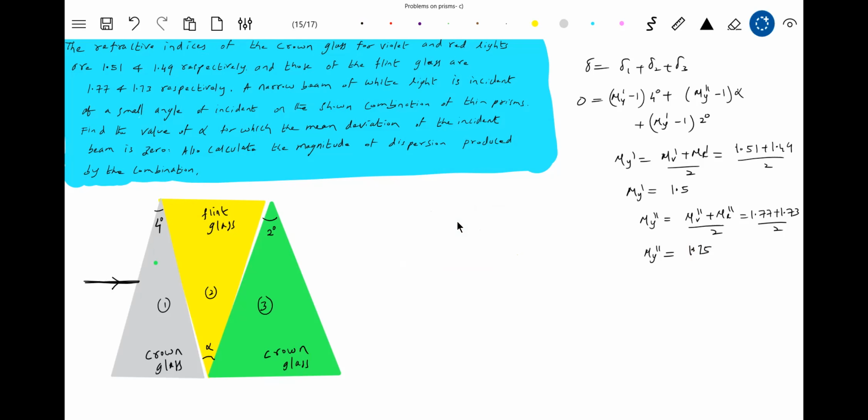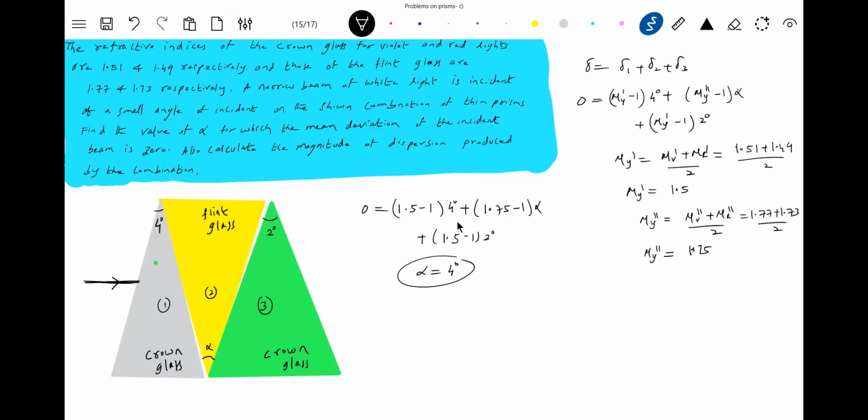Okay, let's substitute that one. 0 equal to (mu' minus 1) into 4 degrees plus (1.5 minus 1) into 2 degrees. Solving this will get the alpha. Alpha will be 4 degrees.